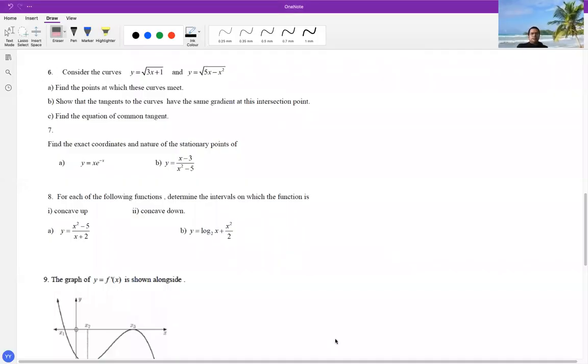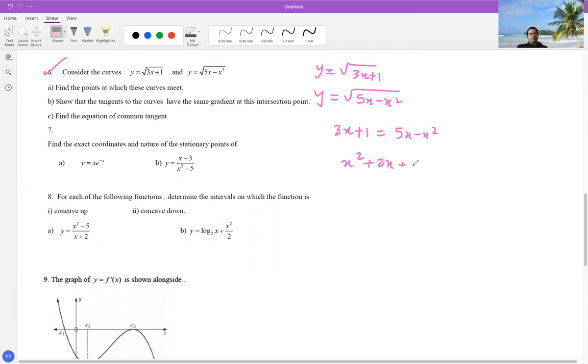So now I'm going to do question number 6, which is to find the intersection of these two curves: root 3x plus 1 and root 5x minus x squared. If I equate them for intersection, 3x plus 1 equals 5x minus x squared. Bringing everything to one side, you get x squared minus 2x plus 1 equals 0. If you factor it, x minus 1 squared is 0, so x is 1.